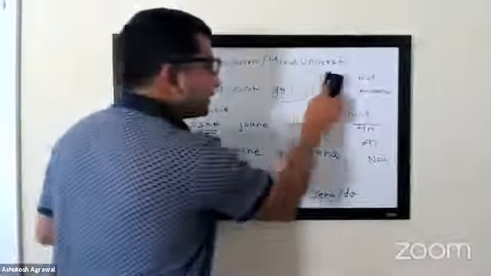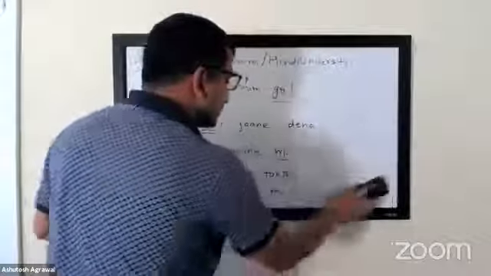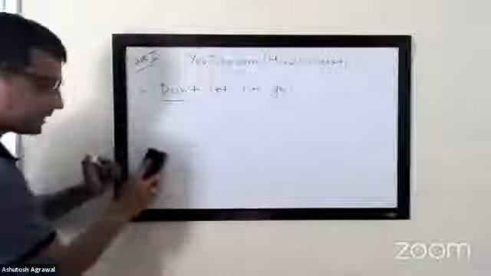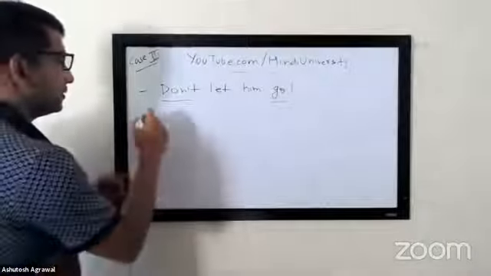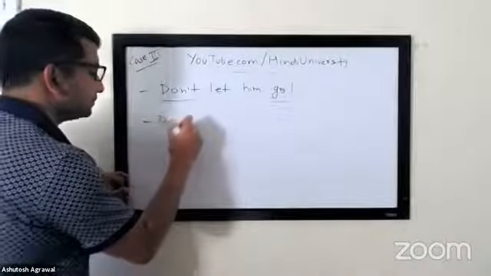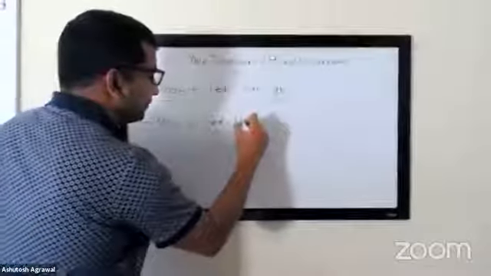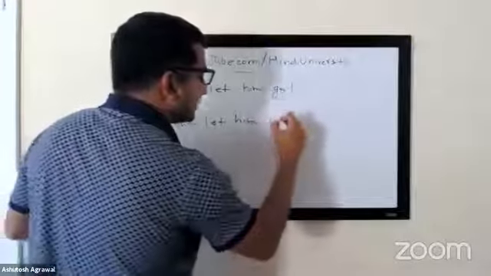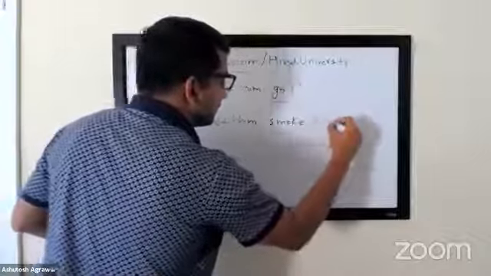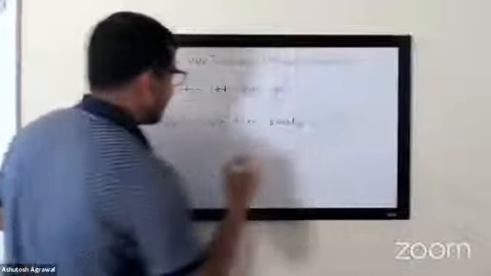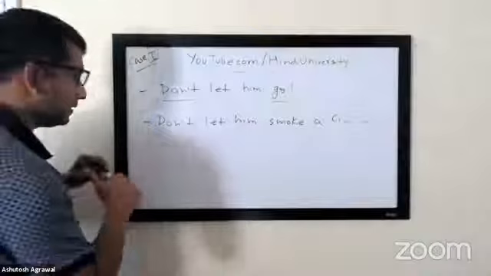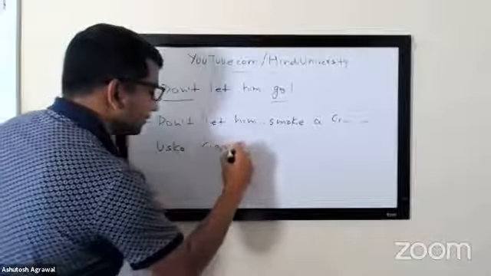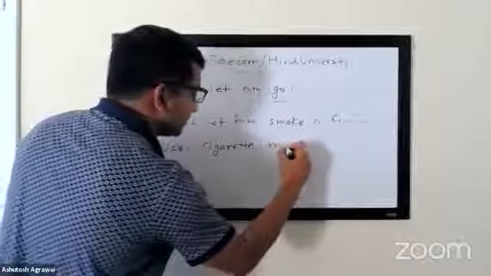That's a good question you asked. Why don't we write it down? Don't let him smoke a cigarette. Don't let him smoke a cigarette. How will you say that? Usko cigarette mat pina. Usko cigarette mat pina. Mat pine.